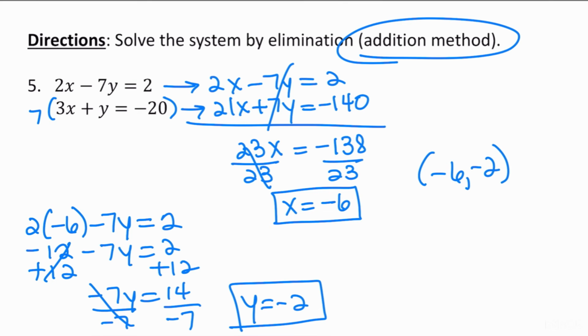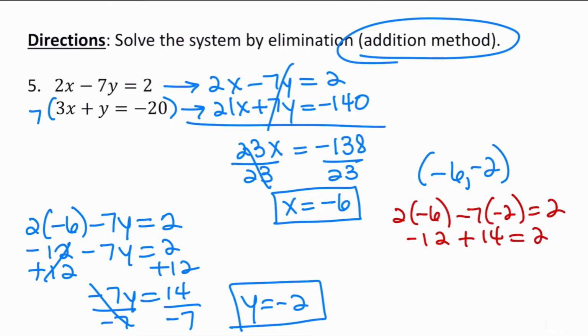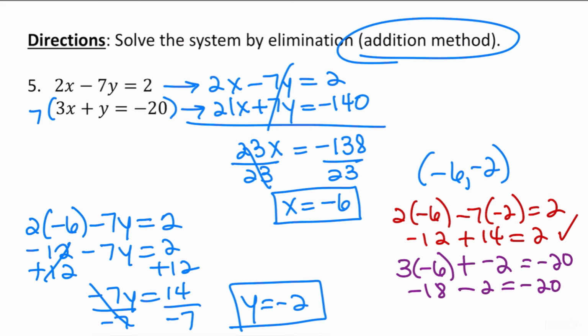And I can always check this really quickly by substituting it back into the equation. So 2 times -6 minus 7 times -2, does that equal 2? This is -12, negative is a +14, and -12 and +14 does equal 2, so that is correct. In the bottom equation, 3 times x, which is -6, plus y, which is -2, is equal to -20. This is -18 minus 2, and that does equal -20, so I'm confident that this is, in fact, my solution.